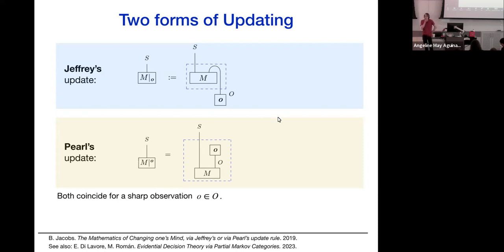So there are these two ways that you could imagine updating with soft observations. And it's sort of open, I think, which of these is the most natural to consider in the context of cognition, or what the brain is doing. We'll actually meet a third way of updating, though, in a second.